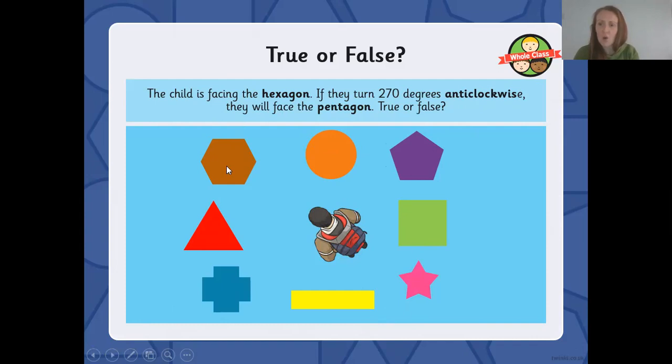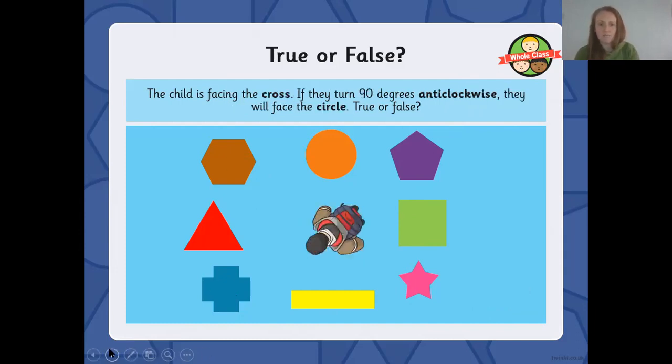So 3 quarter turns. 1, 2, 3. He would be facing the pentagon. So remember, it's really important, unlike your teacher, to read whether it's clockwise or anti-clockwise. I went the wrong way. So if he'd have gone clockwise, 1, 2, 3, he would have been facing this cross, but that's not what it said. It said anti-clockwise, 3 quarter turns, making him face the pentagon. So it's really important that we read our instructions very carefully.